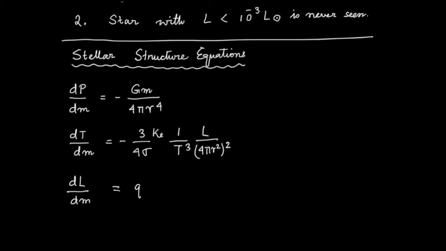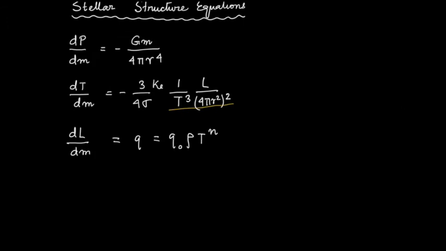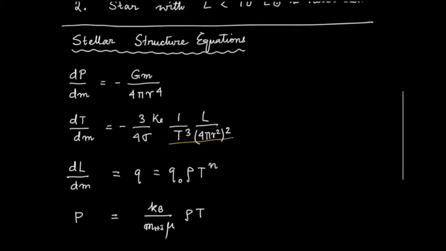dL by dm is q, and remember we said that q depends on rho and temperature in the following way. Let's call the exponent n, because m is already used for mass. So q depends on rho and temperature, and n will depend on which nuclear reaction you are talking about. We assume ideal gas, so this is the equation of state.